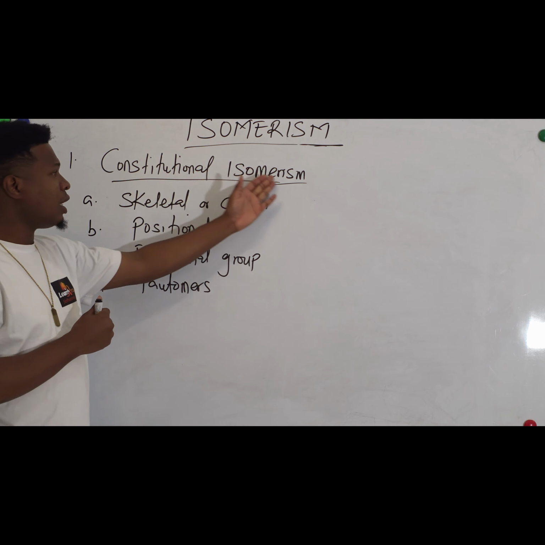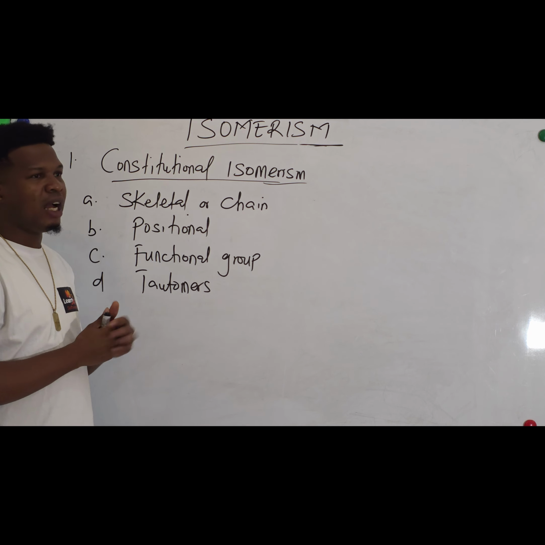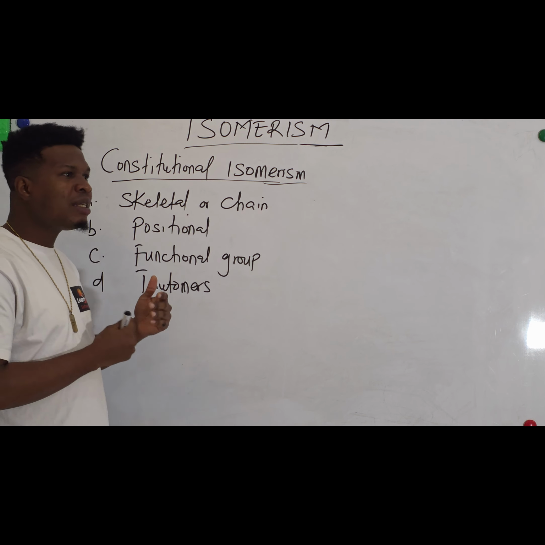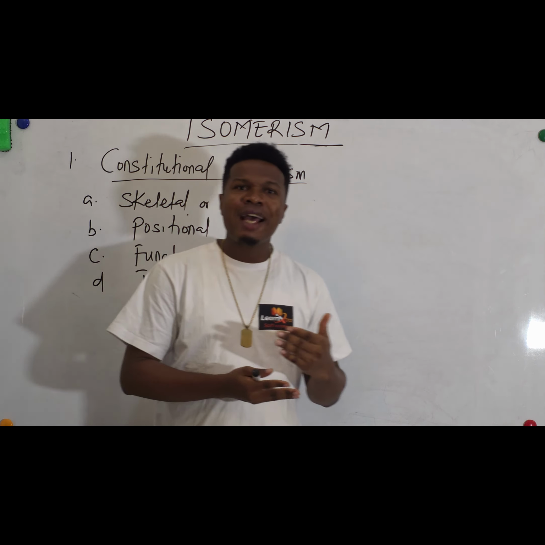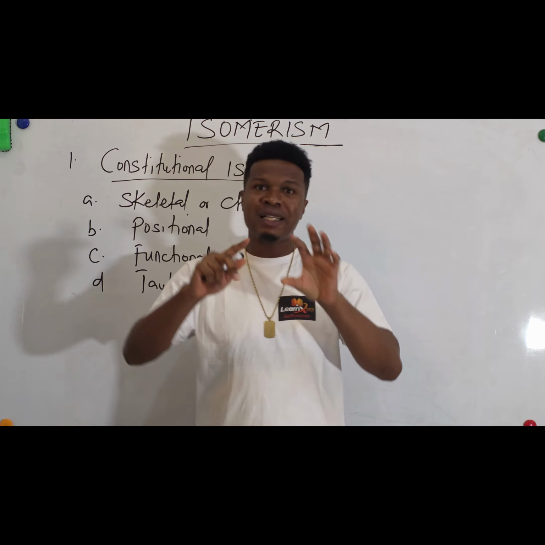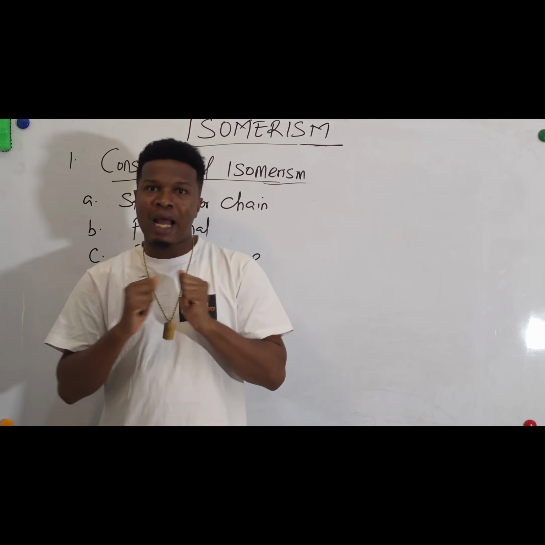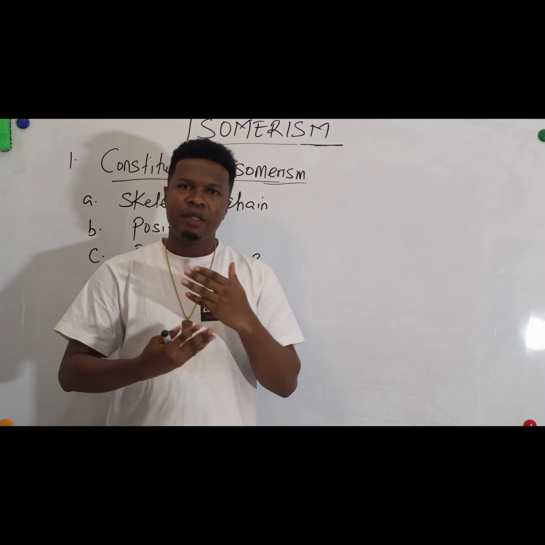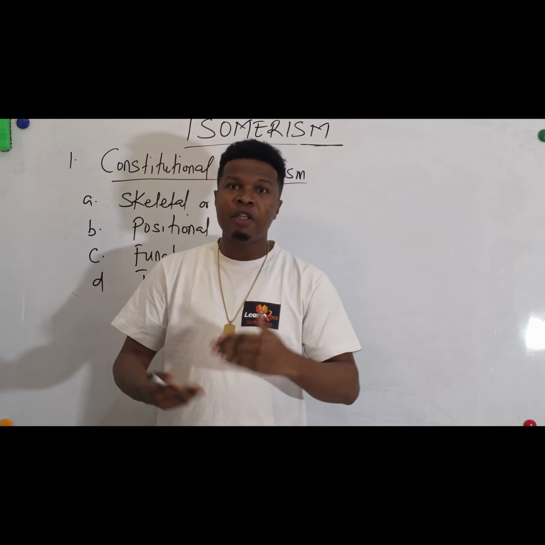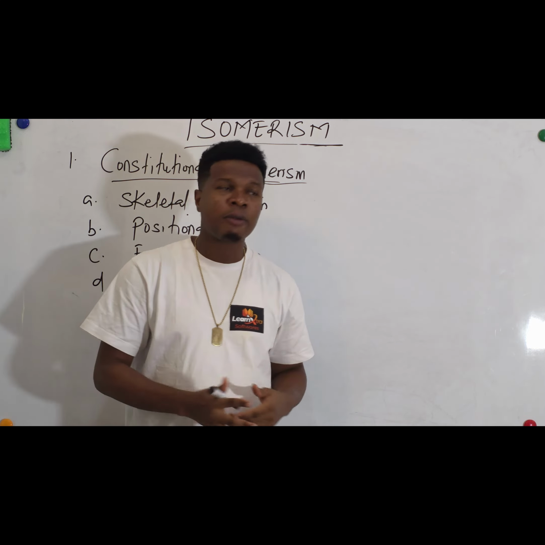Isomerism in constitutional isomerism. So the first one is skeletal or chain isomerism. Now the skeletal or chain isomerism has to do with those isomers that have the same molecular formula but different arrangement of their carbon atoms, as a result of branching. So the carbon atoms can branch and then form a new compound that is different from the original one.